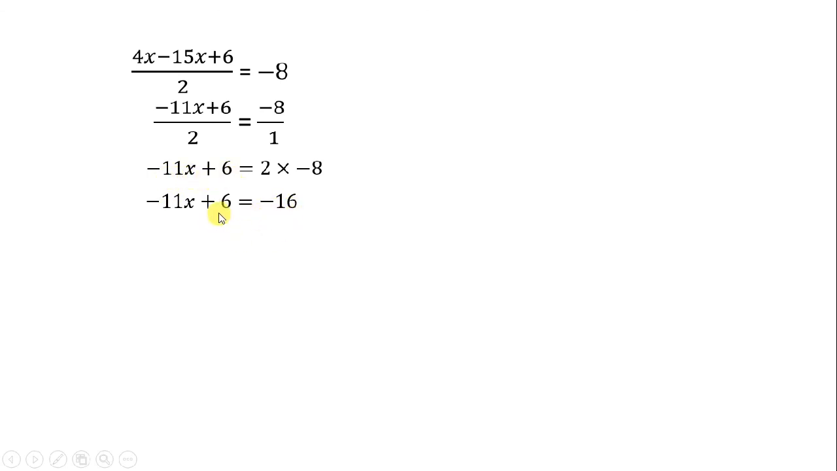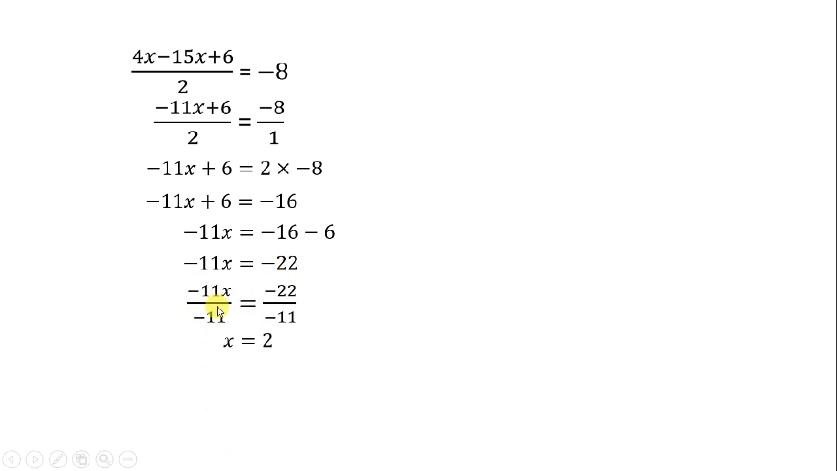From here, we'll transpose this 6 to the right-hand side. It will become a negative. So I have negative 11x is equals to negative 16 minus 6. When the signs are the same, add, put the sign given. So we have negative 11x is equals to negative 22. From here, what are we supposed to do? Divide both sides by the coefficient, which is a negative 11. Negative 11 into negative 11, 1. Negative 11 into negative 22, 2.